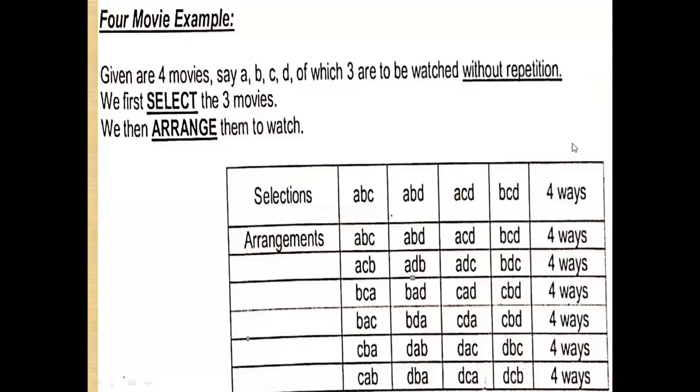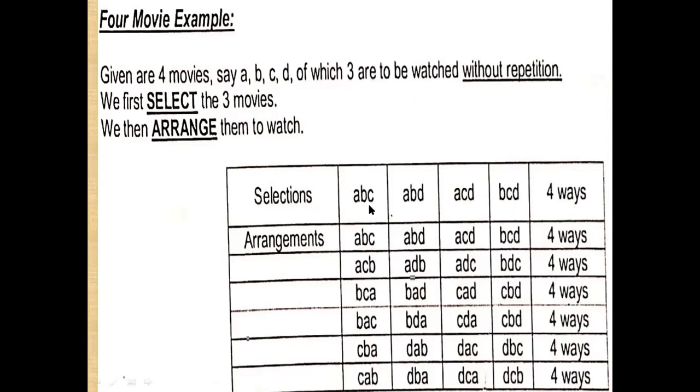We'll try to understand permutation and combination with the help of one example. Let us say there are 4 movies A, B, C, D, out of which you have to watch any 3 movies without repetition. First of all, you are going to select any 3 movies out of these 4. Either you can select ABC, or ABD, or ACD, or BCD. That means there are only 4 ways in which you can select 3 movies out of 4. So this is selection, or combination.